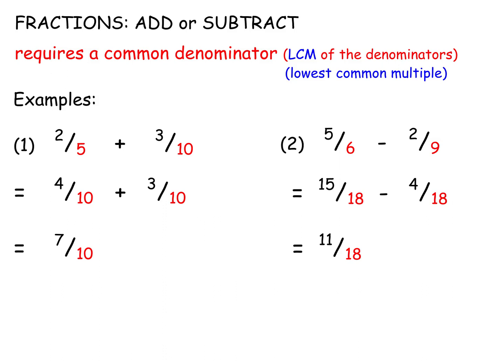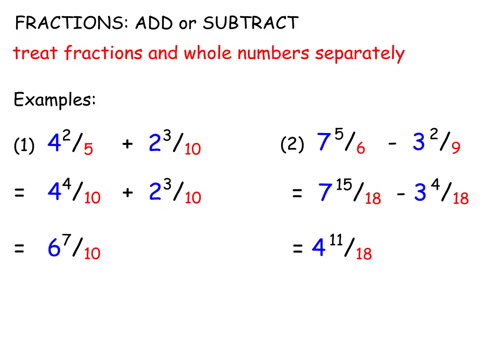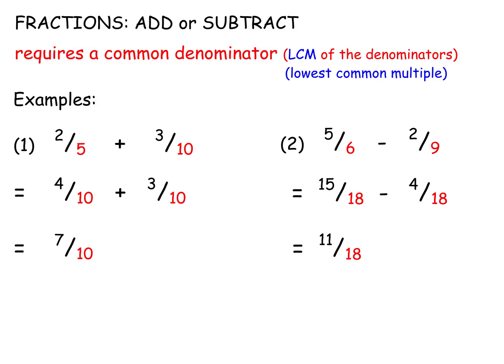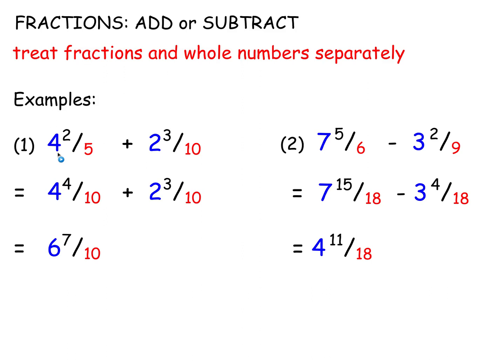If they're mixed numbers, it's quite straightforward. That's the same 2 5ths and 3 10ths and 5 6ths and 2 9ths. All I've done is put a number here in blue in front of them. That's 4 and 2 5ths and it's 2 and 3 10ths. You do exactly the same.